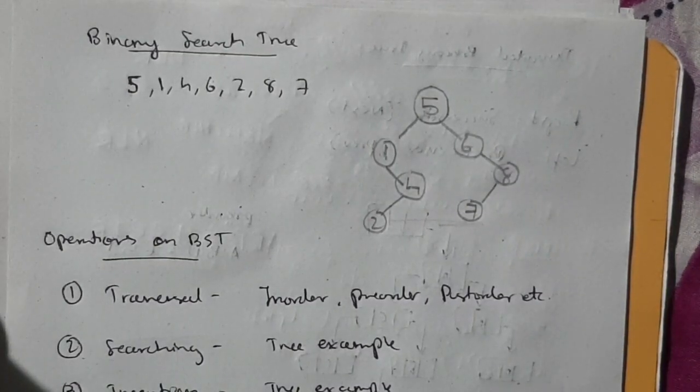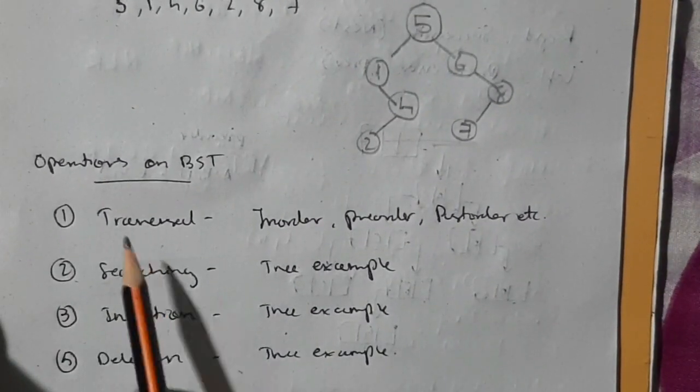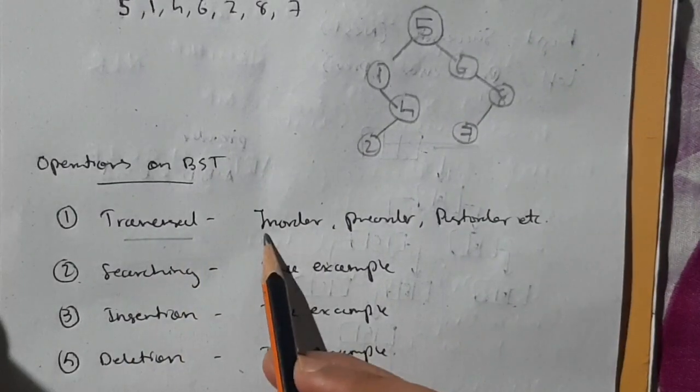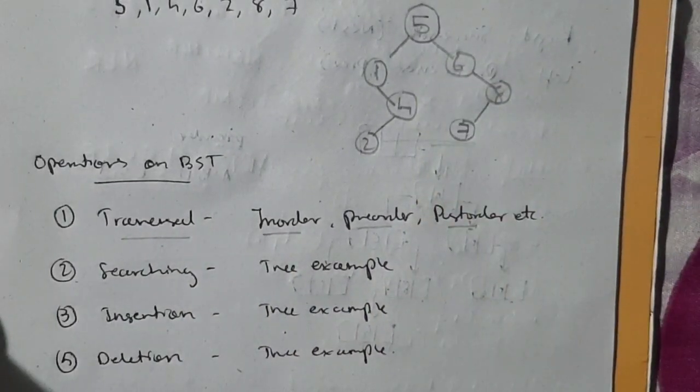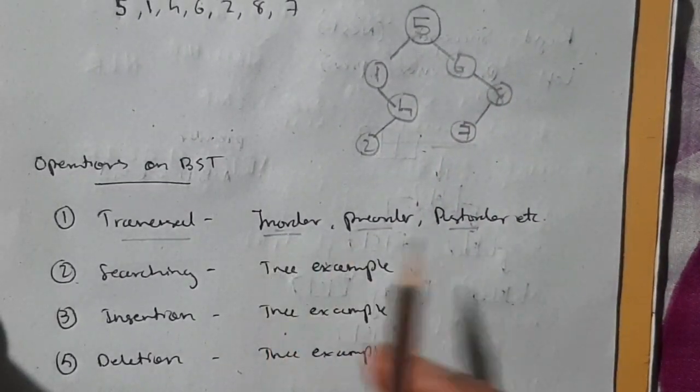Okay, then you have some operations on binary search tree, which is traversal, meaning any order: in-order, pre-order, post-order, whichever they ask, you have to write that one. That I had discussed earlier. That is the same thing for here.